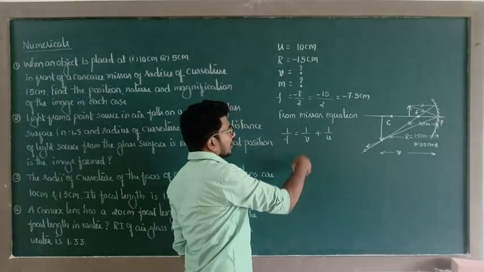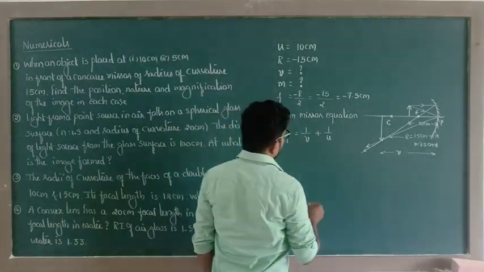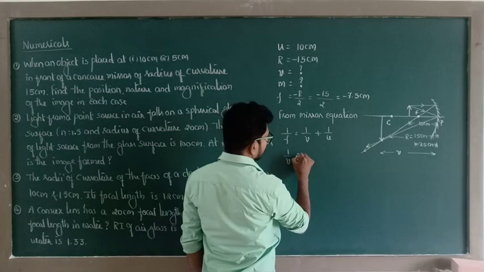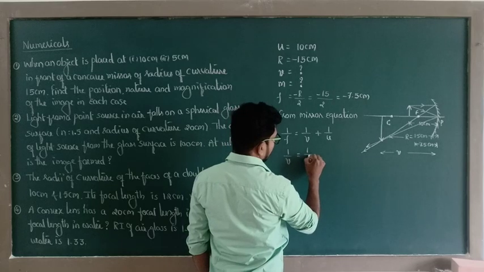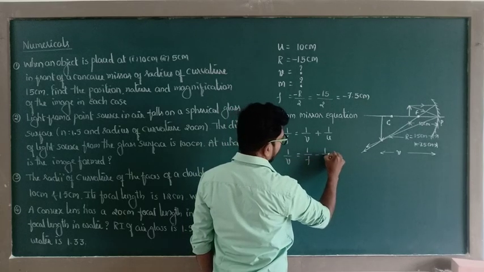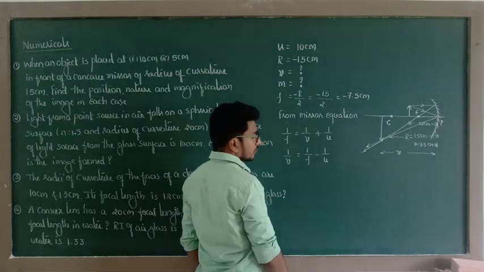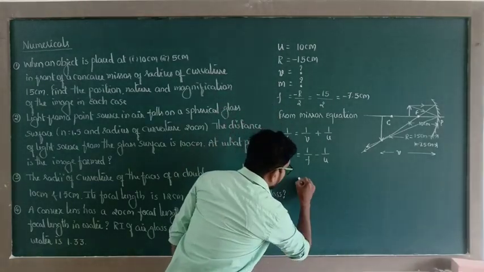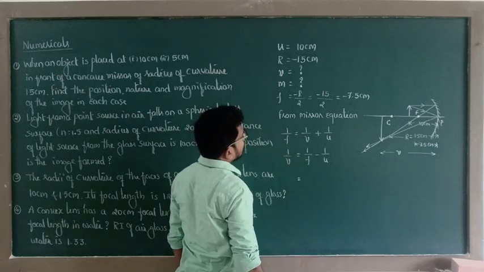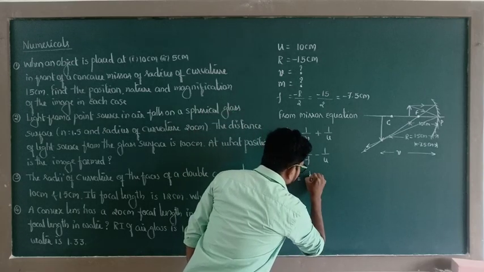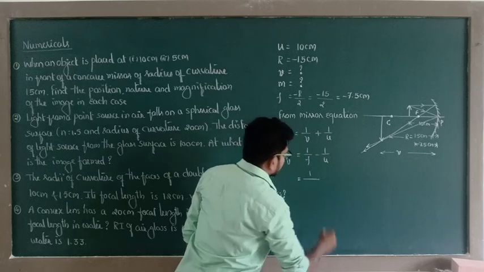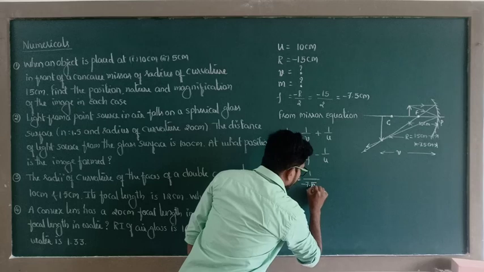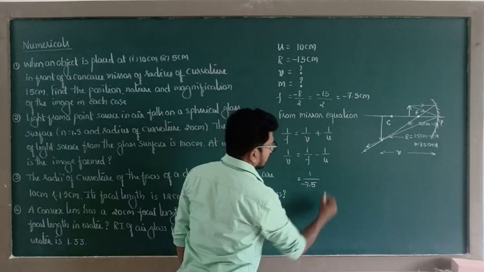Now we know the focal length and the object distance. Therefore I am going to separate this term: 1 by v is equal to 1 by f minus 1 divided by u. Then 1 by v is equal to 1 by f, where f is equal to minus 7.5, minus 1 by u.